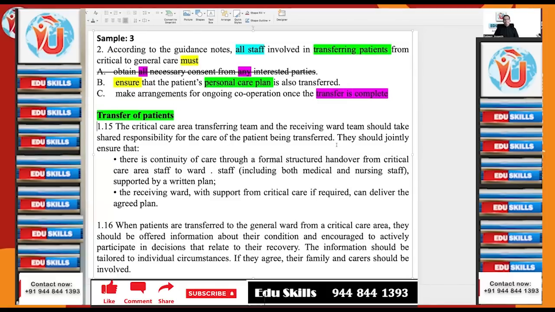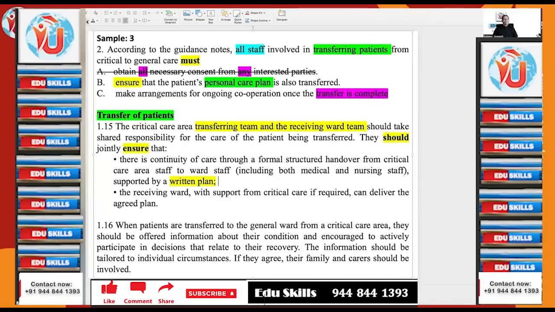Now coming to the text, anything that you feel striking? Topic sentence: transferring team and the receiving ward team. Now in the question stem, do you have any synonymous word for transfer? All staff. All staff is the synonym of transferring team and the receiving ward team. Should take shared responsibility for the care of the patient being transferred. They should jointly ensure. Should ensure means must. Should make sure means must. So ensure means equivalent of must. Okay. Written plan. Written plan. Okay.